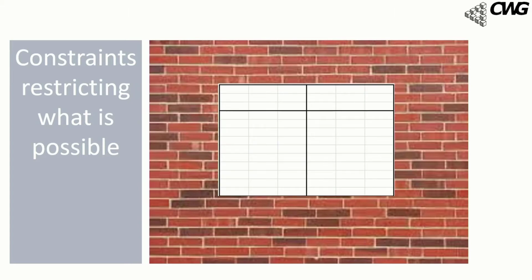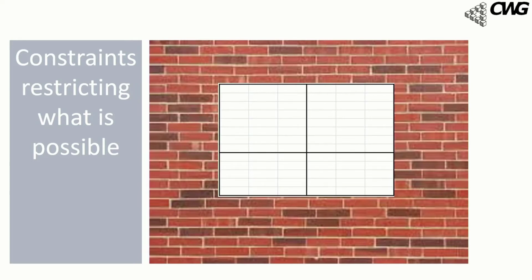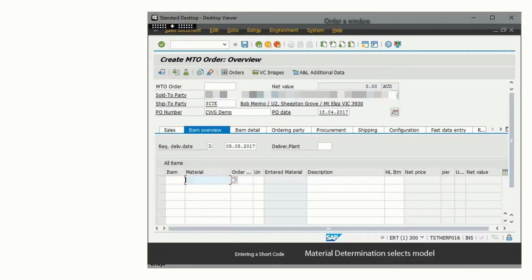So at A&L Windows, what they sell is something to put into a hole in the wall. So we've got a hole in the wall like that. The window could look like that, could look like that, for example. And they've got many different size combinations as well. I'd hate to think how many combinations they do have, but that's where VC comes into it, if you like.